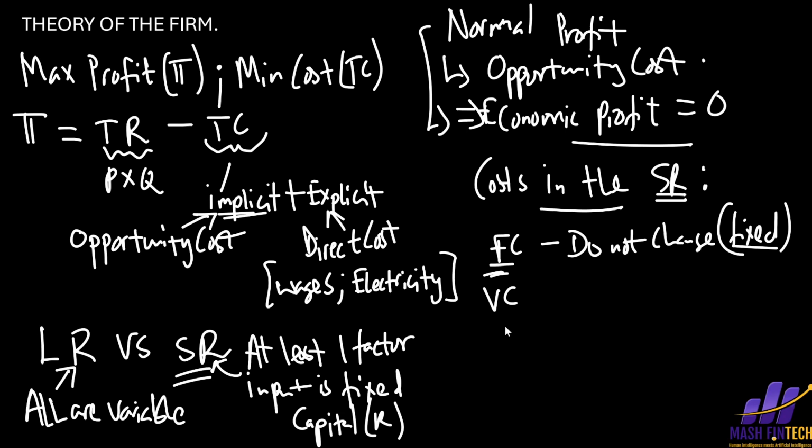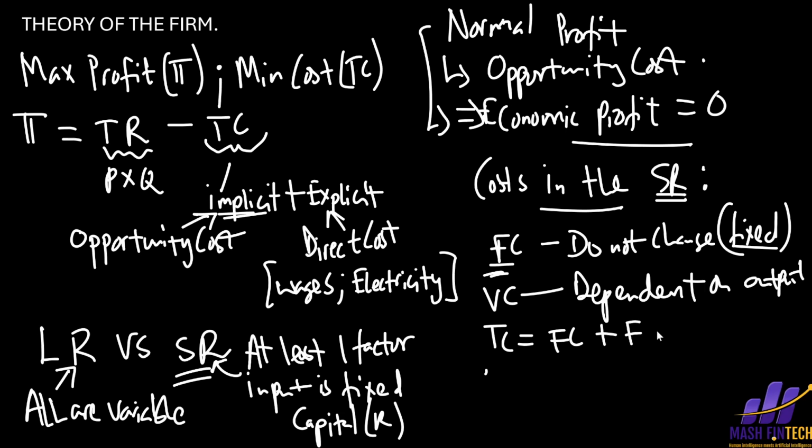VC stands for variable costs, and these variable costs are entirely dependent on the level of output. So the more output you produce, the higher your variable cost. So these depend on output. Hence, the total cost would then be equal to the fixed cost plus the variable cost. That's the total cost. All right.